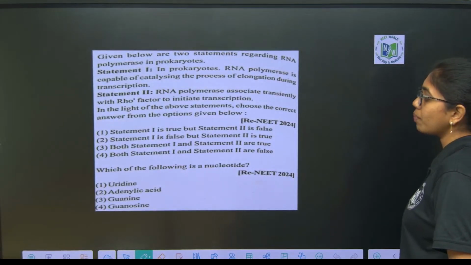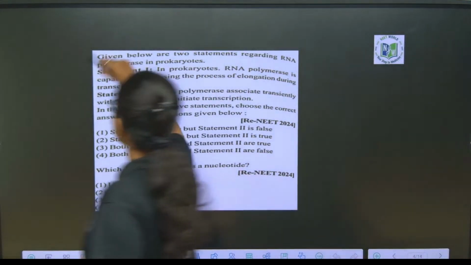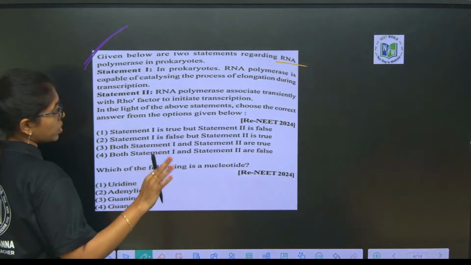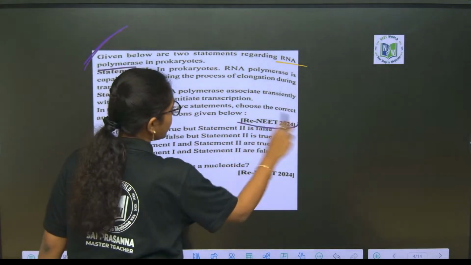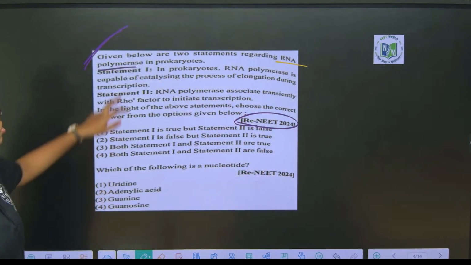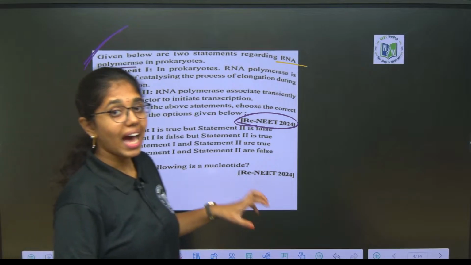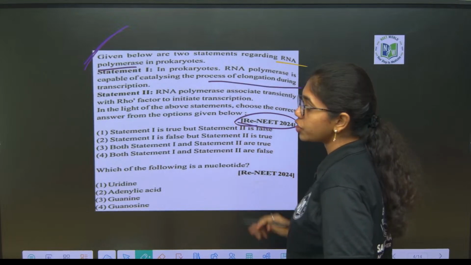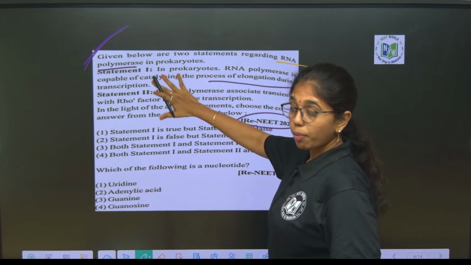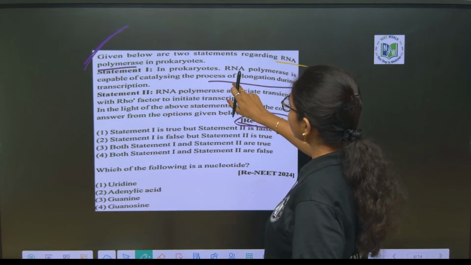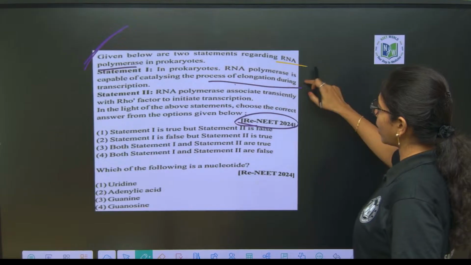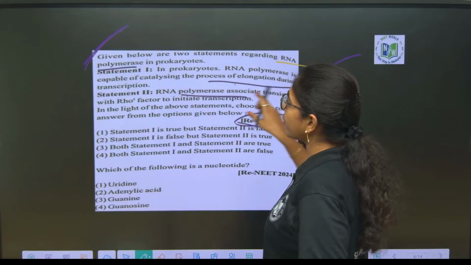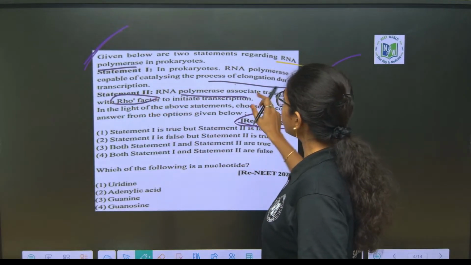Next, a statement based question. Given below are the 2 statements regarding RNA polymerase. So again the question is on RNA polymerase in NEET 2024. Statement 1, in prokaryotes RNA polymerase is capable of catalyzing the process of elongation during transcription. Yes, RNA polymerase is capable of catalyzing the process of elongation during transcription, true. And statement 2, RNA polymerase associates transiently with Rho factor to initiate transcription.